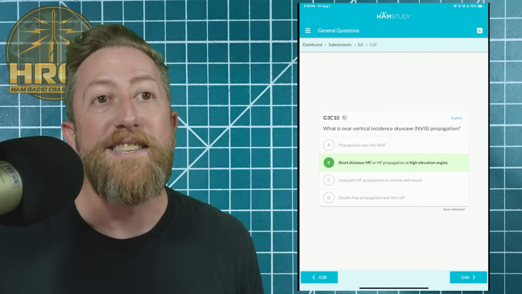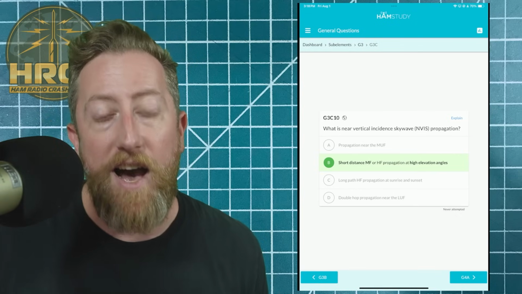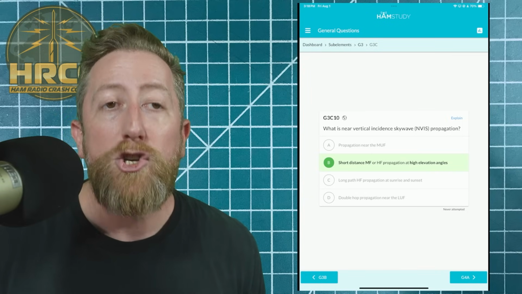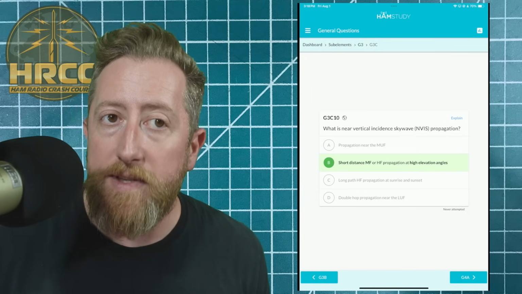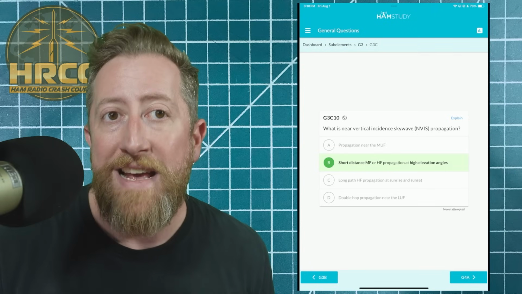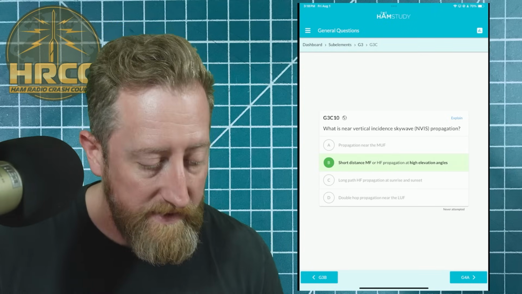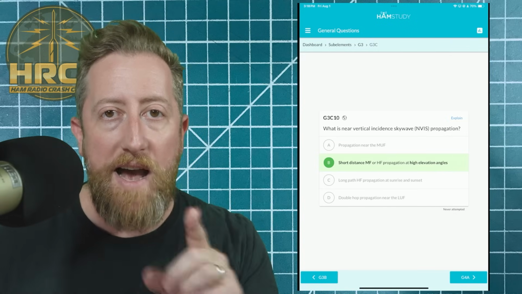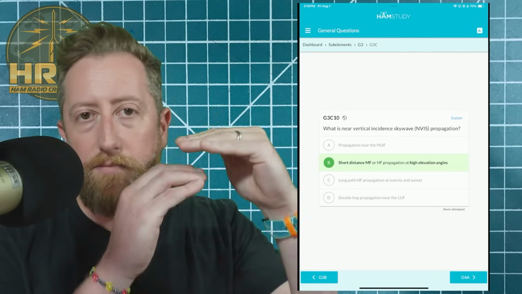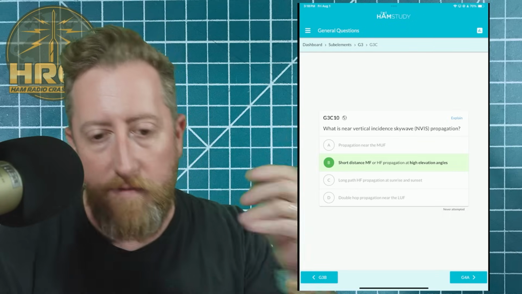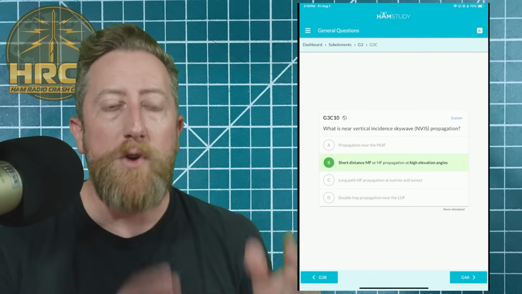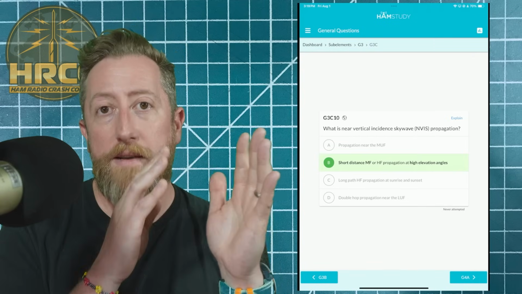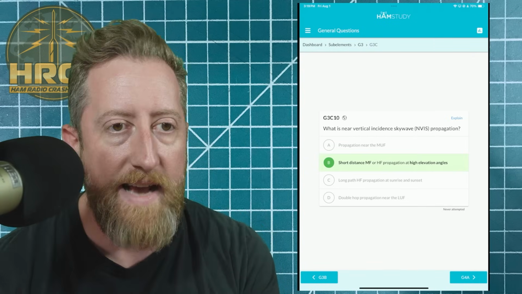Question 10. What is near vertical incidence skywave, or NVIS propagation? And that's B, short distance, medium frequency or high frequency propagation at high elevation angles. Now, it's sometimes confusing, but medium frequency and high frequency are simply different actual megahertz ranges of radio frequencies, right? So medium frequency is going to be closer to AM broadcast. High frequency is going to be higher than the AM broadcast space.